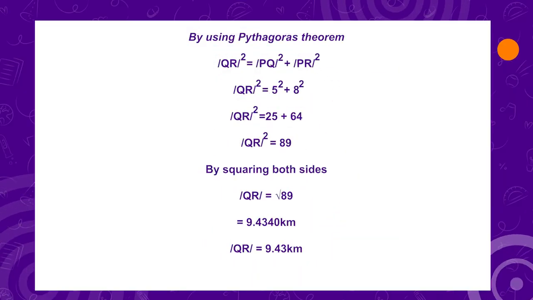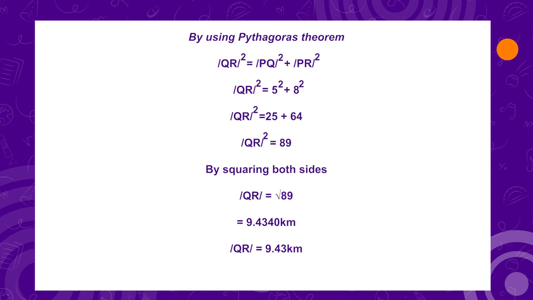So in this case, to change this one to three significant figures, all we just need to do is reduce this to three figures. So it means that my QR is now going to be equal to 9.43 kilometer. Therefore, the distance between Q and R is 9.43 kilometer.